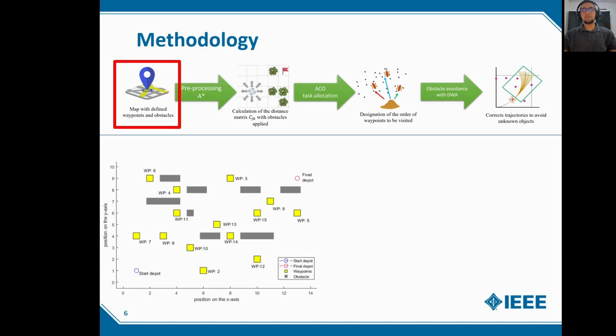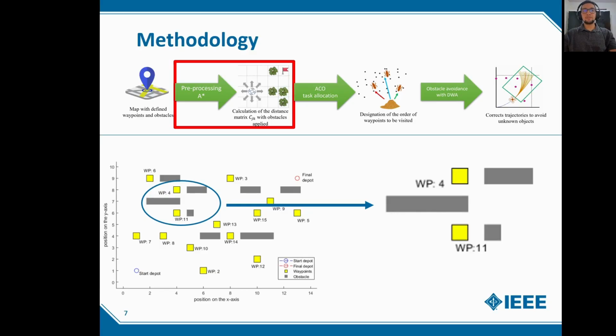In this figure, we have the scenarios used in this article. We have 50 waypoints in yellow. Each waypoint will have a weight associated with its relevance. We also have some fixed obstacles marked in gray, and mobile obstacles also appear. They may represent unknown objects.